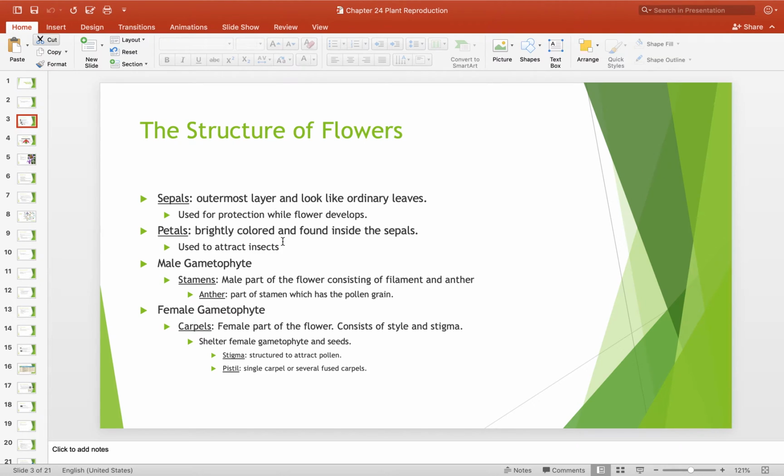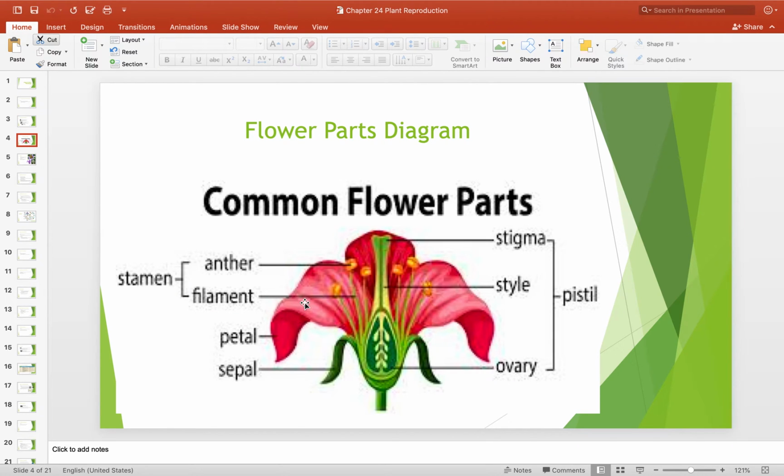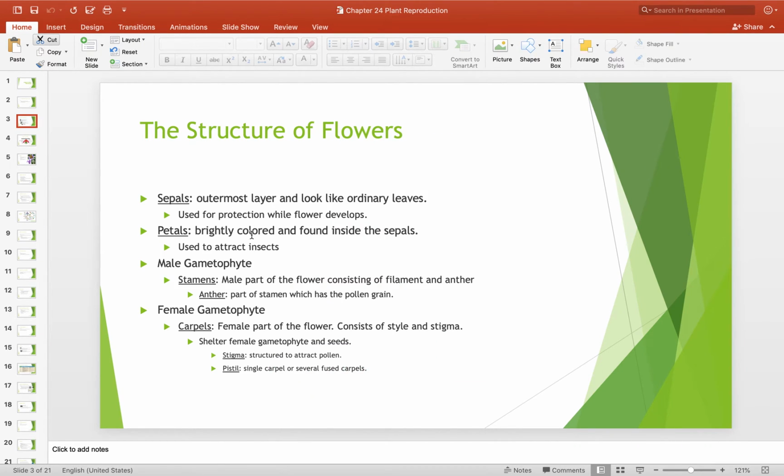The male gametophyte is really two structures. It's going to be a filament and an anther, and it's going to look like this, the filament being the long tube, and the anther being this portion here that sits on top.